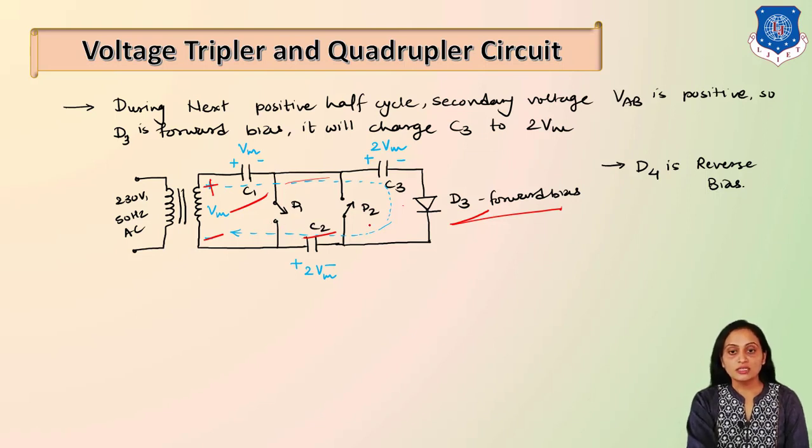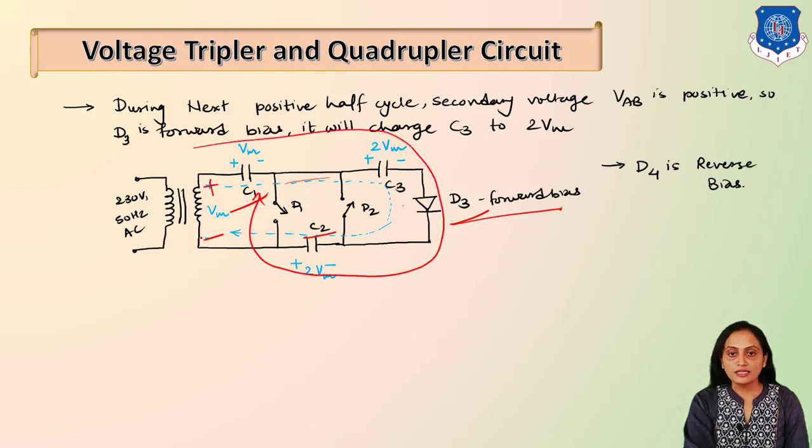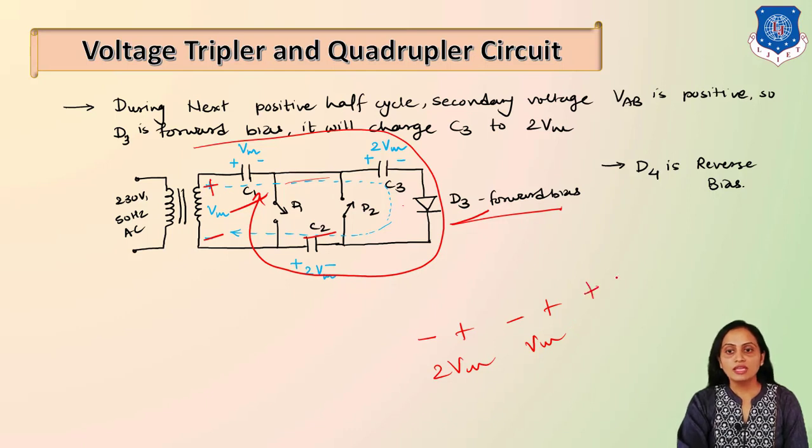So the overall effect is such that D3 is forward biased and capacitor C3 will get charged through this path. Again I am repeating the effective voltage through this particular path. Minus plus I am having 2 Vm, then minus plus Vm, then plus minus Vm. So minus plus gives 3 Vm, and plus minus is subtractive, that is Vm. So it will be 2 Vm. The polarity on the plates of capacitor C3 is minus on this side and plus on this side.